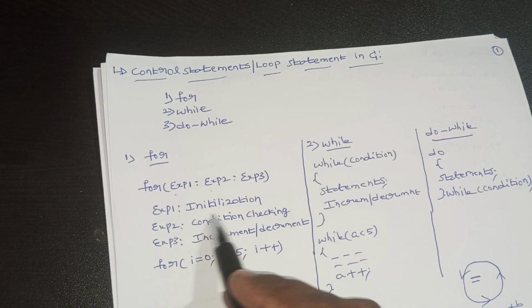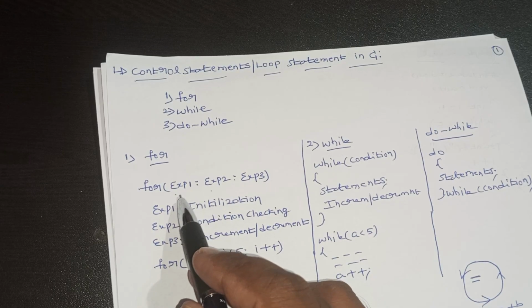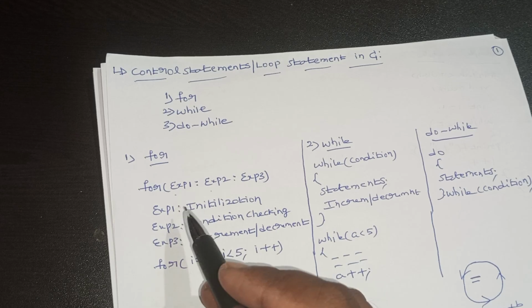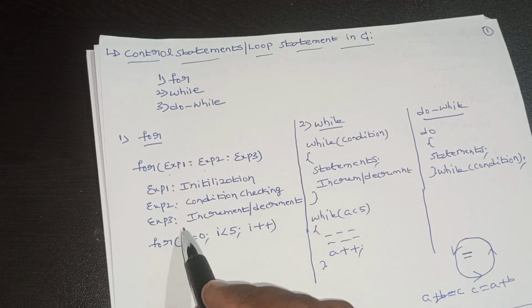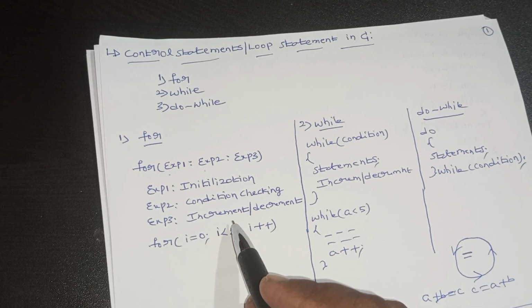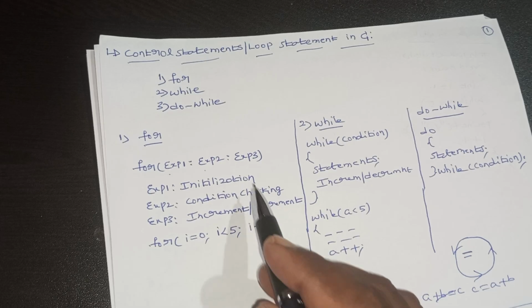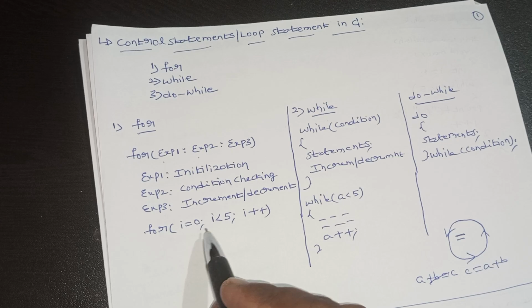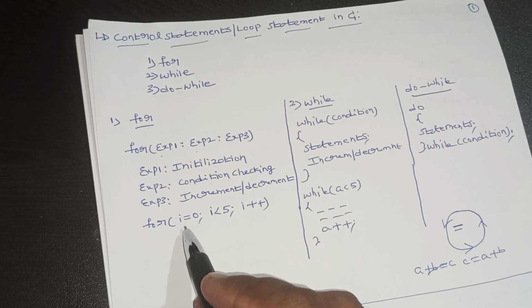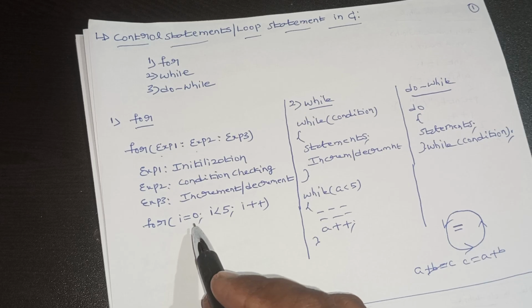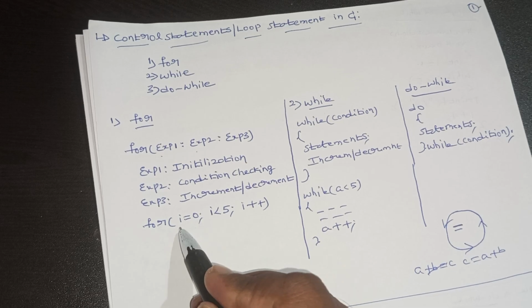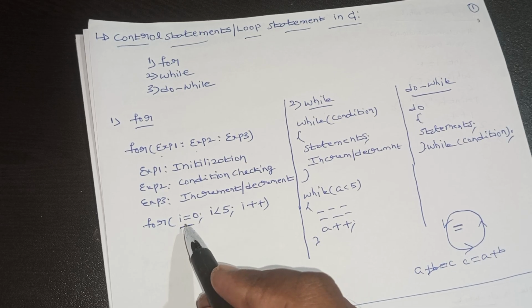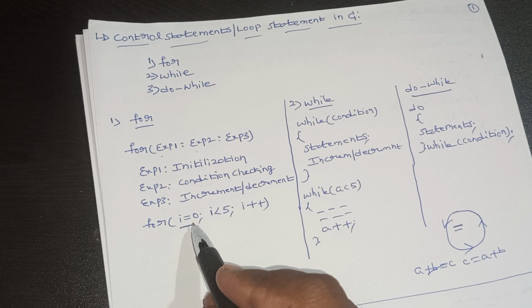So the first expression is initialization. It means here we have to initialize some values. In expression 2, I am checking the condition. In expression 3, I am performing the increment or decrement operation. For example, for i equal to 0. You can take any variable, not only i. You can take j, q, whatever you want. This is called initialization. It means I am initializing the variable to some number: i equal to 10, i equal to 0, i equal to any number.